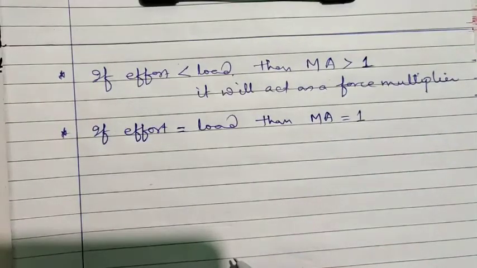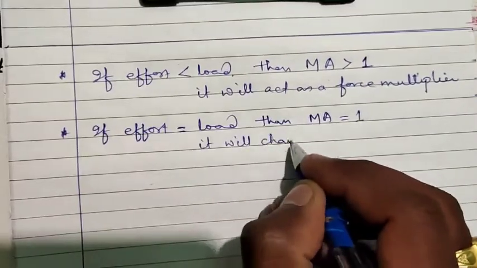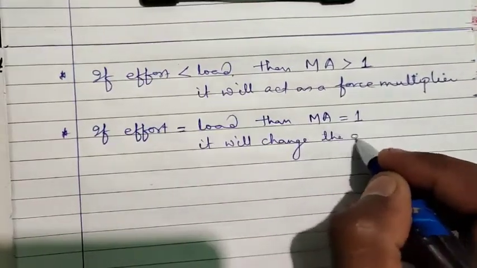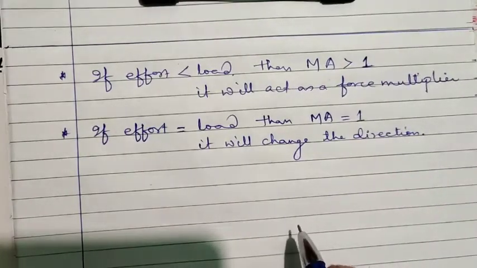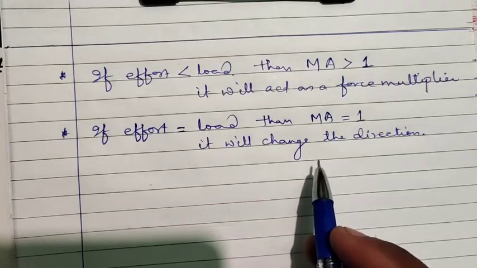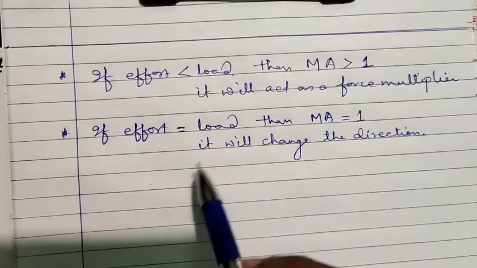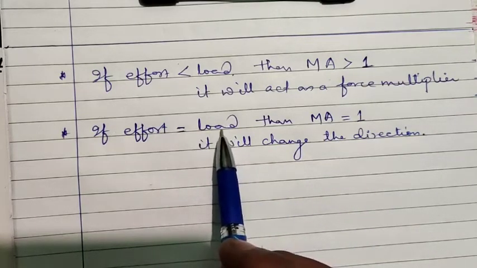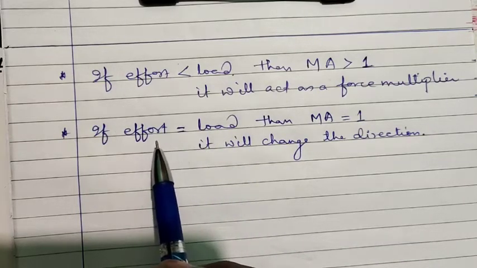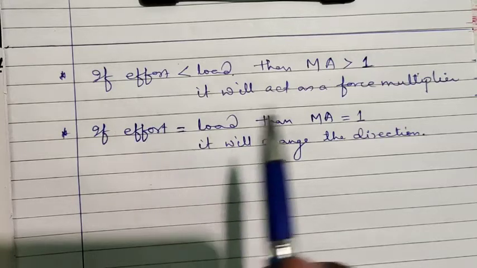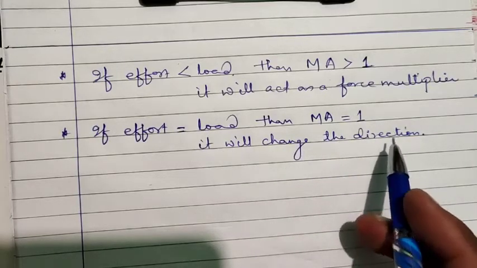Then mechanical advantage will be equal to 1, and it will change the direction. These things are not given in your book, but I am giving you the concept of some senior classes also, so that you will understand in a good way. Now effort and load both are equal. It means whatever amount of work we have to do, that much force we have to apply. It means no benefit of using a machine. That's why mechanical advantage is equal to 1, and it will change the direction, like when we are using a pulley.